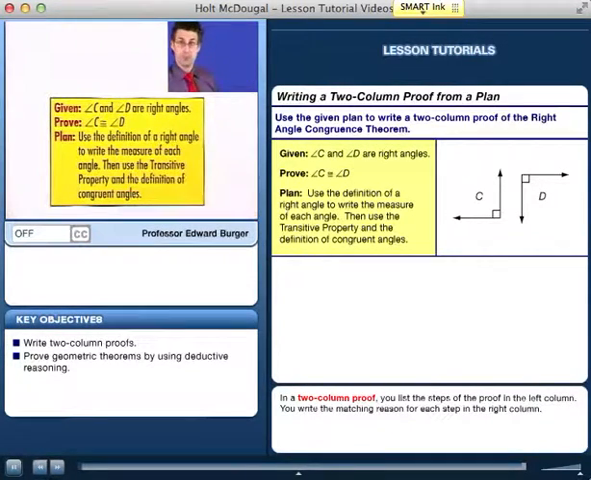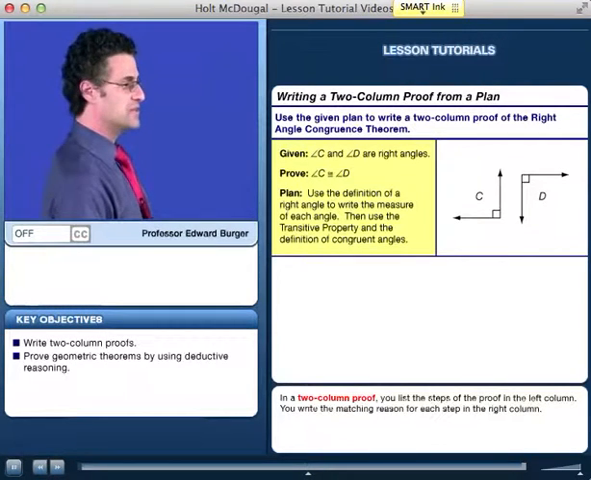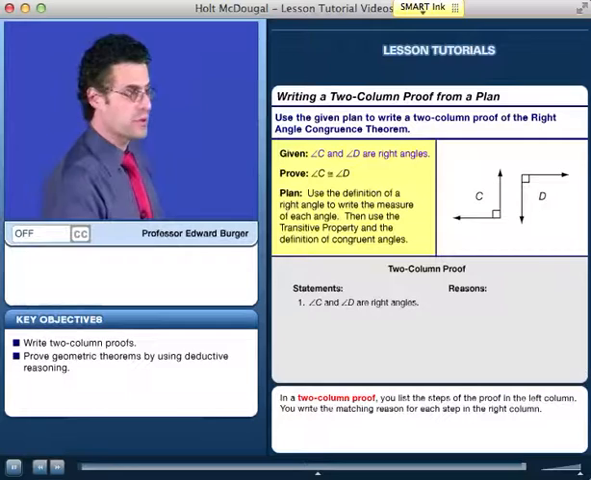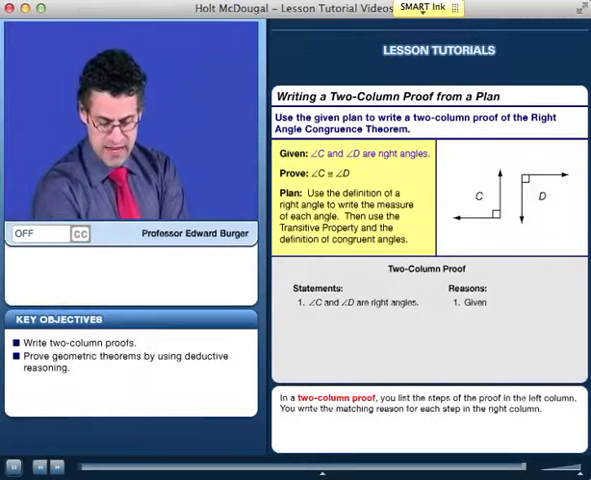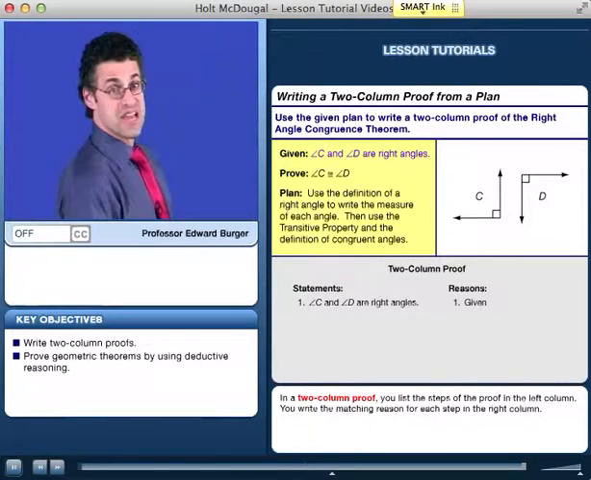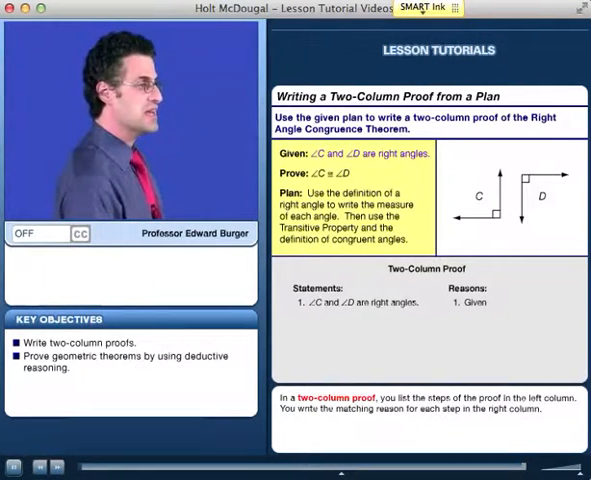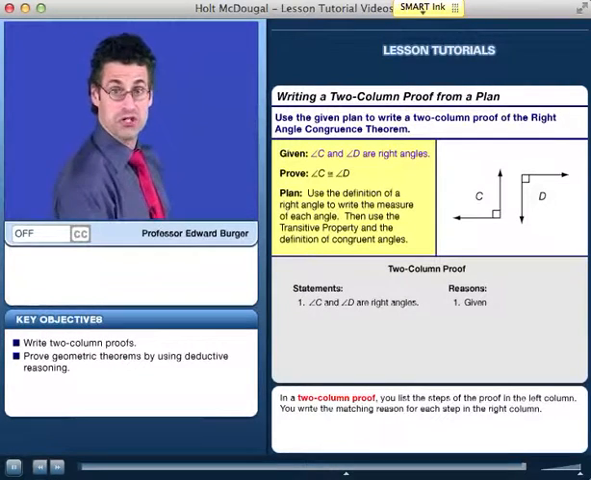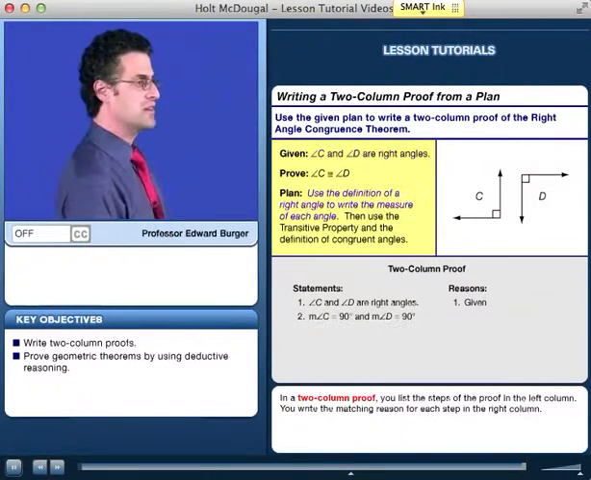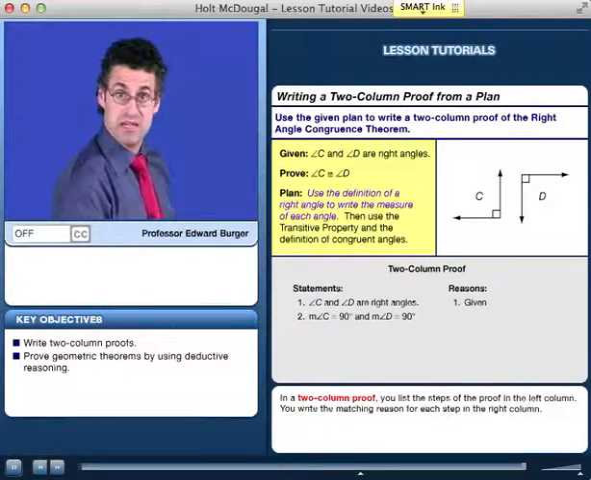So let's write it here on the sideboard. First, the statement I'm going to consider is that angle C and angle D are right angles. Now, why is that true? Well, that's actually given. You can see angle C and angle D are right angles, so that's given to us. Okay, step 2 is to notice that the measure of angle C is 90 degrees, and also the measure of angle D is also 90 degrees. And why is that? Well, that's just the sheer definition of what it means to be a right angle.